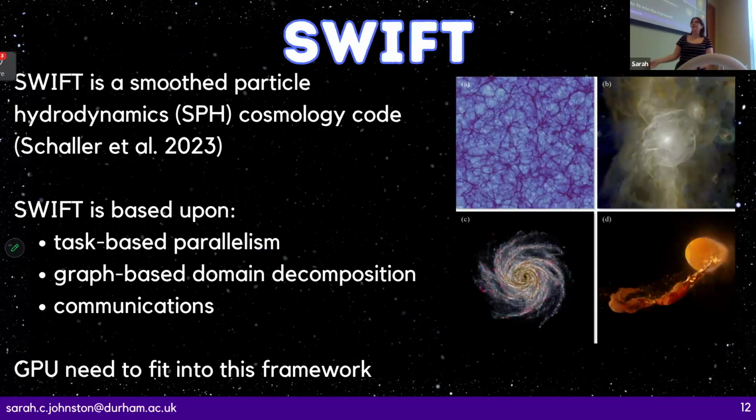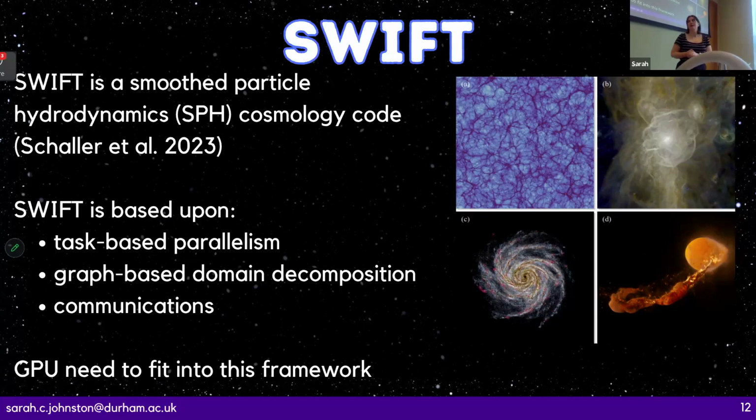So Swift is the code that I work on. Swift is actually a double acronym, if anyone's interested. It's SPH with Interdependent Fine-grained Tasking, and SPH is smoothed particle hydrodynamics, if you're someone who hasn't done fluid stuff before. So what that means in terms of the code itself is we are a gravity and cosmology SPH-based code. We use this smoothed particle hydrodynamics method to handle all our fluids.